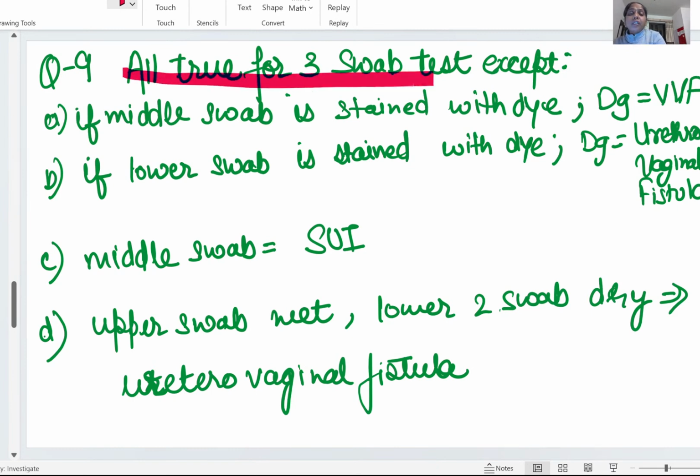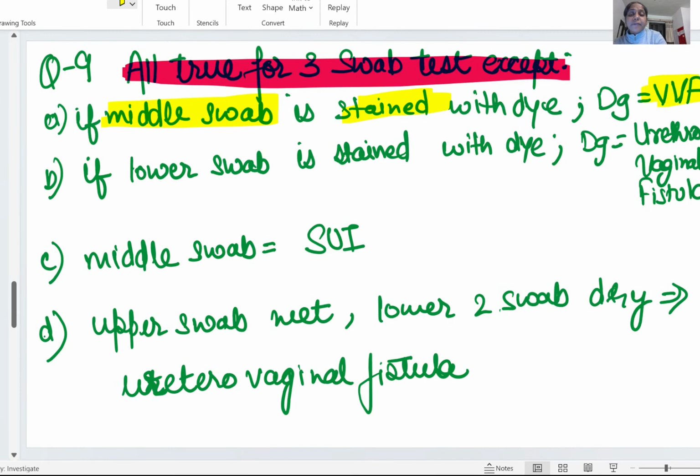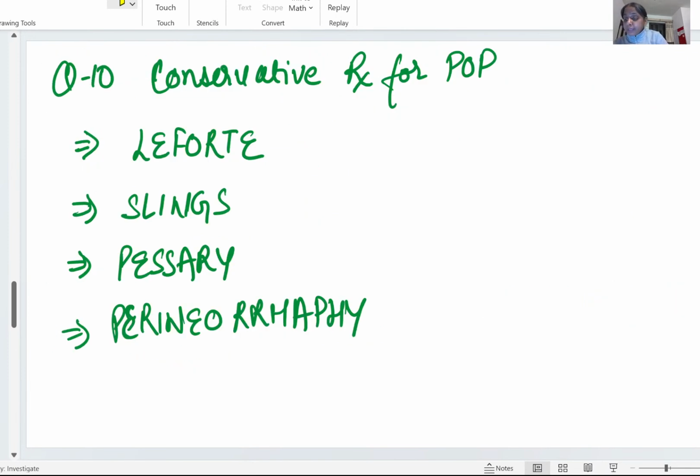Question number 9: all are true for the 3 swab test. If the middle swab is stained, then it is VVF. Lower swab stained, then it is urethrovaginal. Middle swab stained, then it is stress urinary incontinence. Or if the upper swab is wet, not stained, then it is ureterovaginal fistula. Okay. Next question is conservative treatment for pelvic organ prolapse.